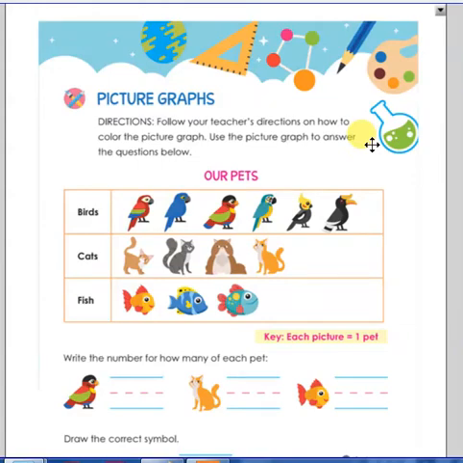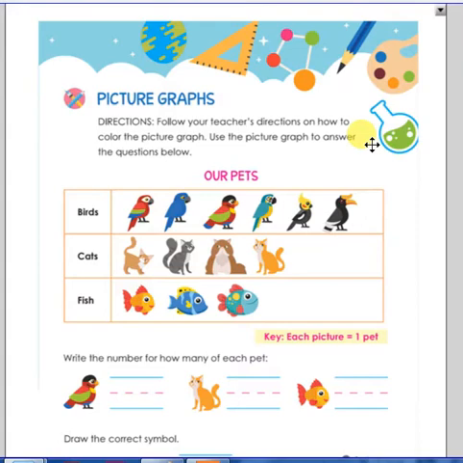Good morning, Junior 1. Our lesson today is talking about graphs. Okay? We will make a revision about the types of graph. We have two types of graphs. Number 1, picture graph or pictograph. Number 2, bar graph.